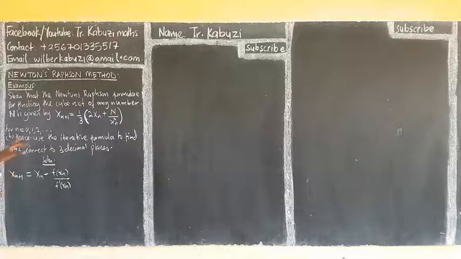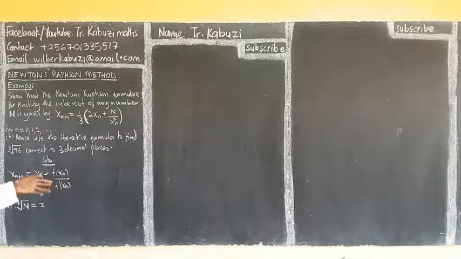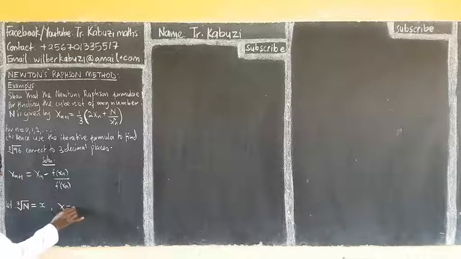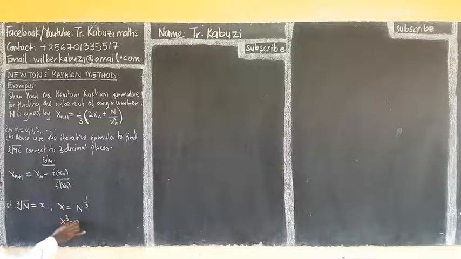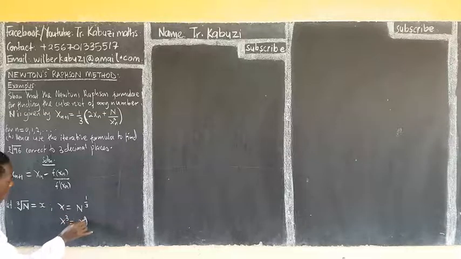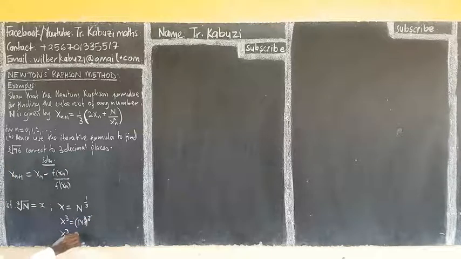Now they are telling us about the cube root of any number. So I say the cube root of any number n be x. Remember, in this formula we need a function and its derivative. So this is the same as x equaling n power 1/3. The cube root is the same as this. So if we cube both sides, our x cubed will be n power 1/3, the whole cubed, and this will cancel, and our x cubed will be equal to n.